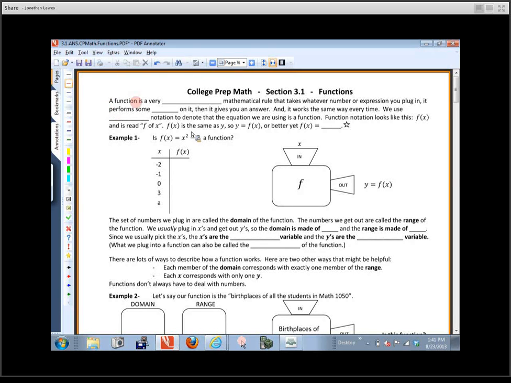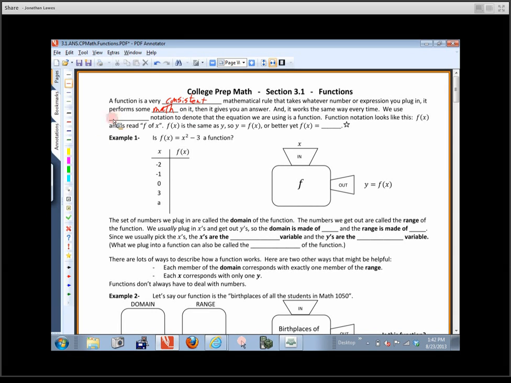So a function is a very consistent mathematical rule. It does the same thing every single time, okay? Now we've got lots of different functions, but once we know which one we're working with, it does the same thing every time. What it does is, it takes whatever you plug in. It might be a number, it might be an expression. It performs some math on it. Maybe it multiplies, maybe it squares, maybe it cubes or something like that. And then it spits out an answer. It gives you an answer back. So you plug something in and it produces an answer for you, after doing some math on it. And it works the same way every single time, okay?